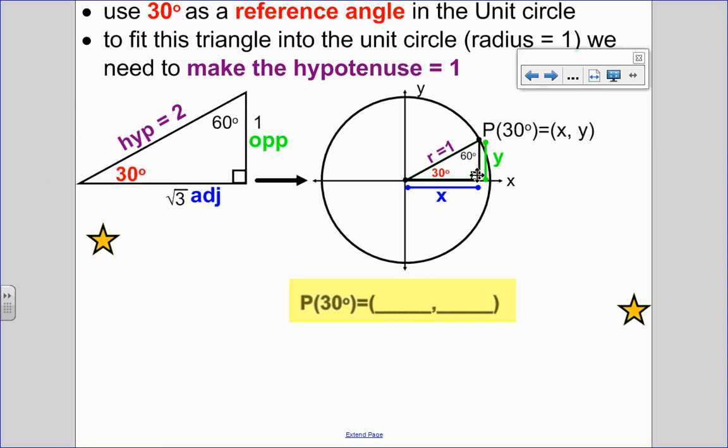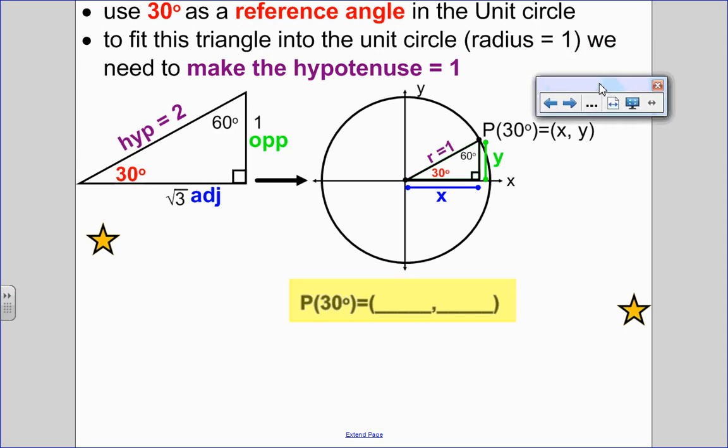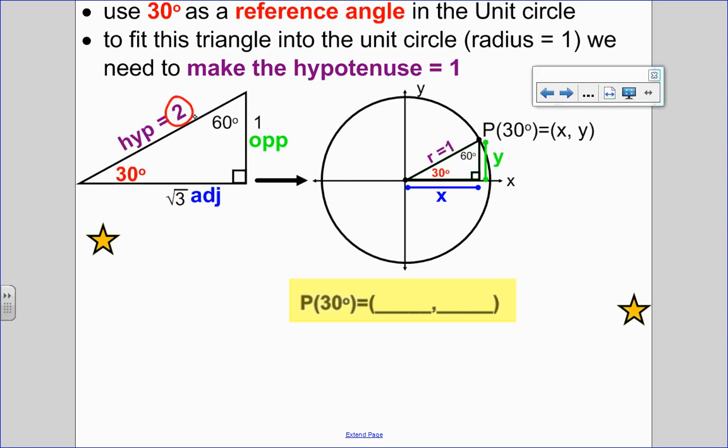I want to make it fit into the unit circle. Now, what we know about the unit circle is that it has a radius of 1. So right now, this triangle, if I put it in, the circle would have a radius of 2. So how do I go from a radius or a hypotenuse of 2 to a radius or hypotenuse of 1? Well, to go from 2 to 1, I would divide both sides by 2.